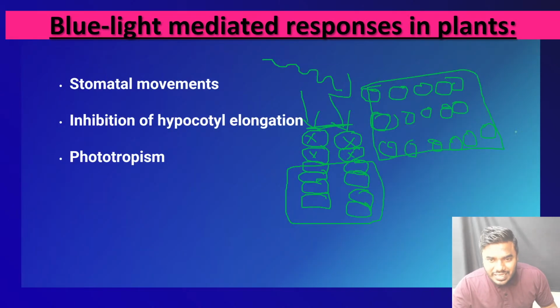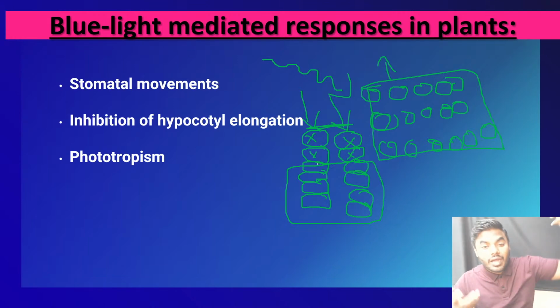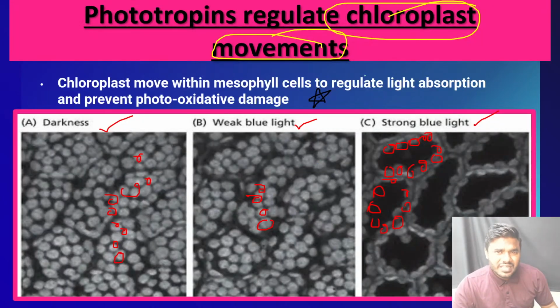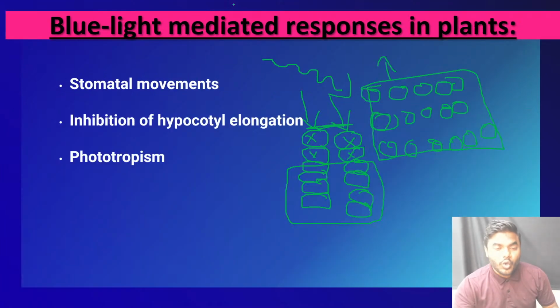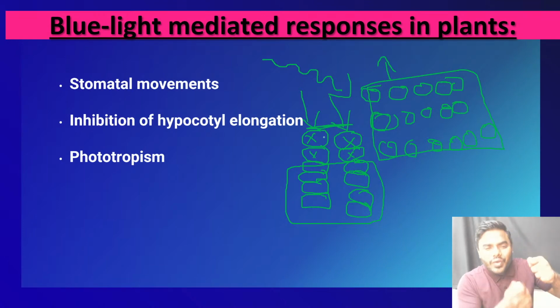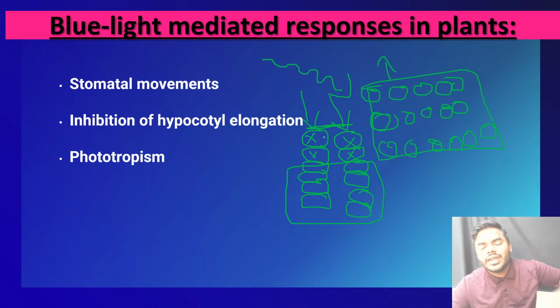So see, this is the arrangement, right? Initial arrangement. How are they moving like this, how are they arranging like a layer, how is that possible? That is possible exclusively because of the phototropin. What will the phototropins do? They will sense the strong blue light. That strong blue light only, friends, will allow the chloroplasts to arrange in the form of a layer.